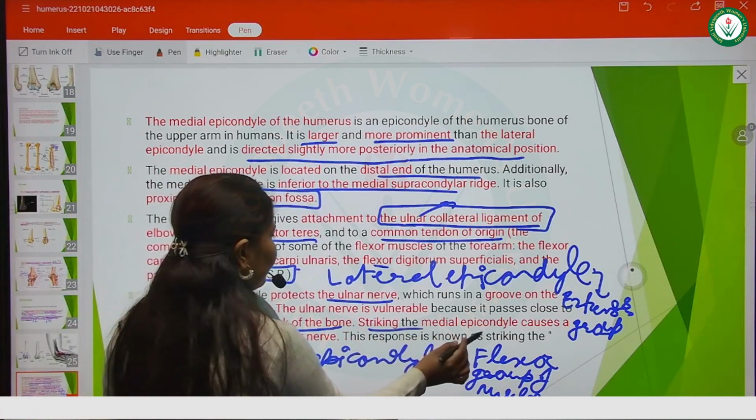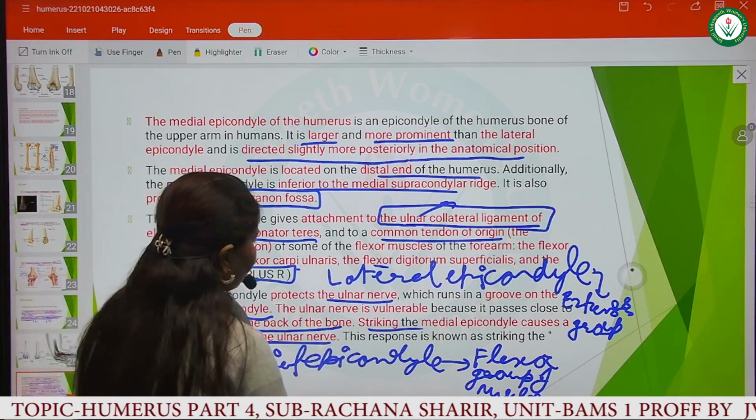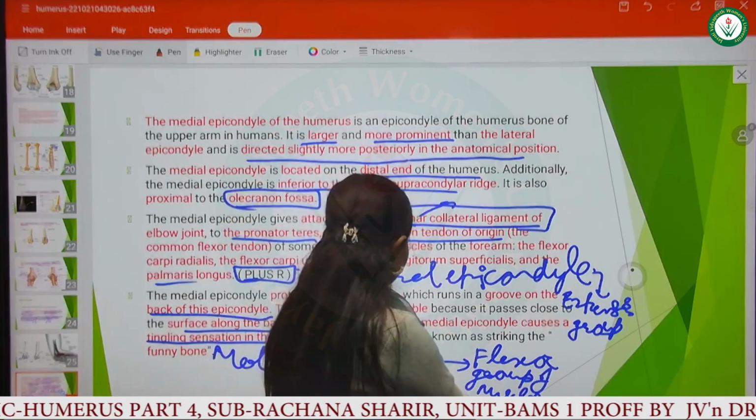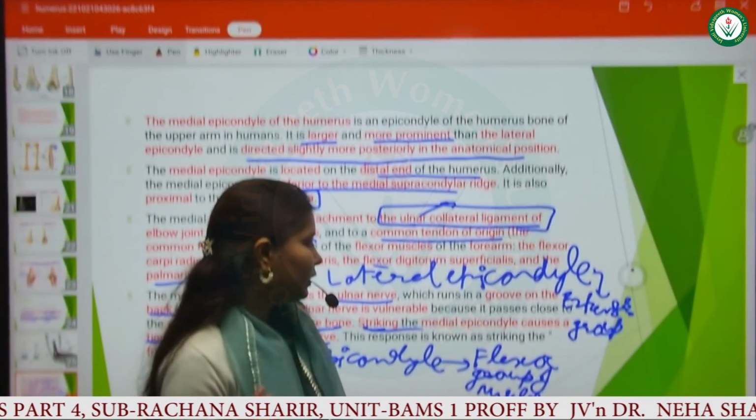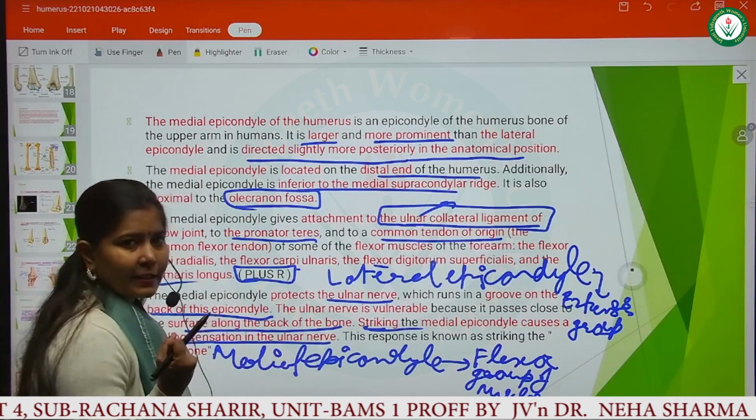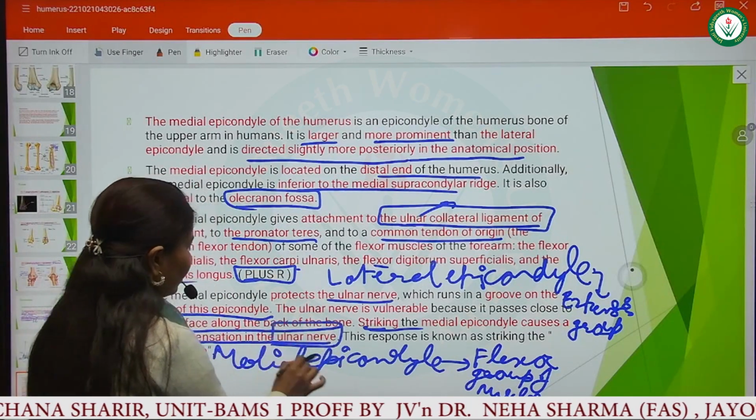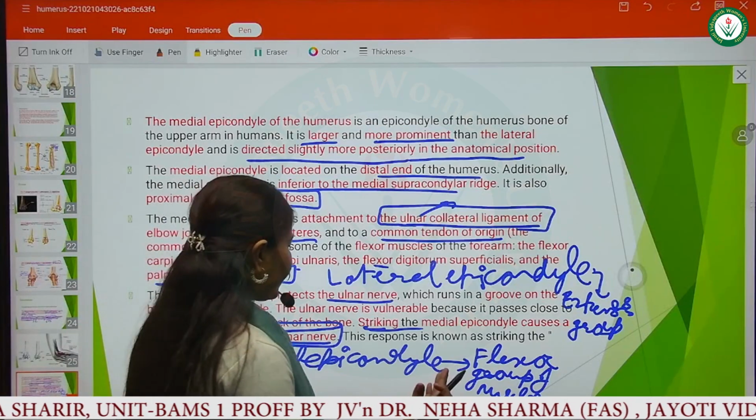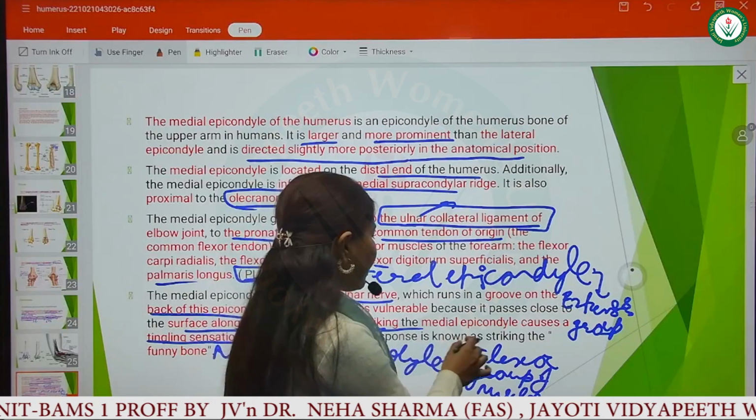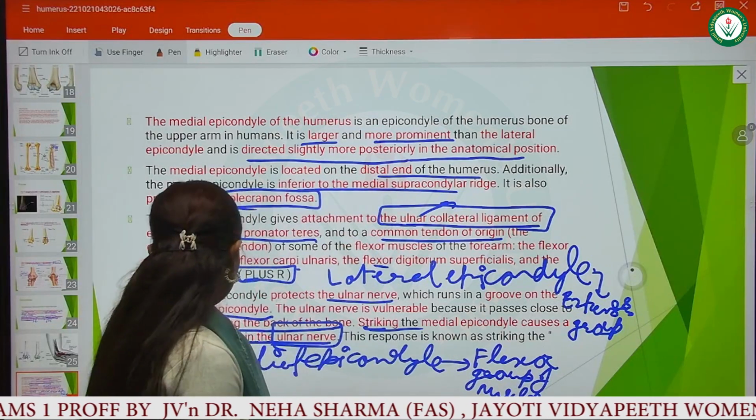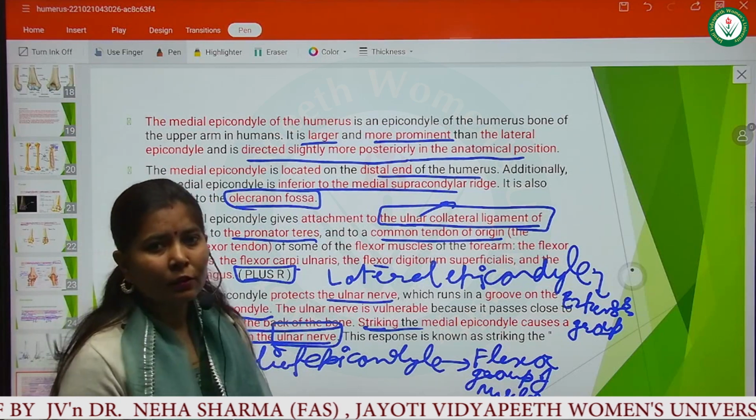Striking the medial epicondyle causes a tingling sensation in the ulnar nerve. When we strike our elbow on some object, we get a tingling sensation in our hand. This is because of the ulnar nerve, because the ulnar nerve is more superficial than the other nerves present in the hand. This response is known as striking the funny bone. So the humerus is also called the funny bone.